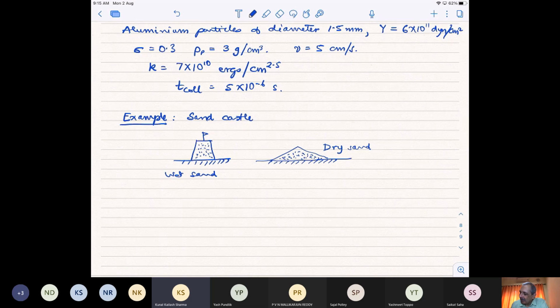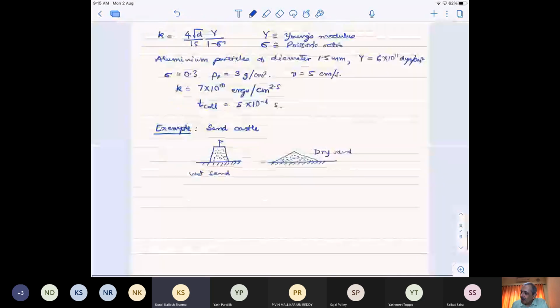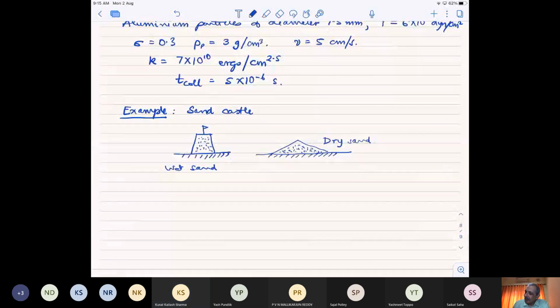Correct. Really, the main reason for the dry sand just flowing out is because it cannot withstand any shear force. It just kind of slumps down. But when you have cohesive forces, then you can actually make, and what we'll see later is that this angle, this is called the angle of repose. So there's a natural angle, it just slumps to that.